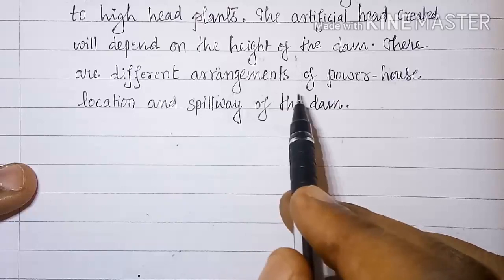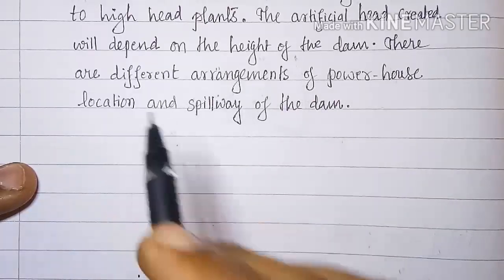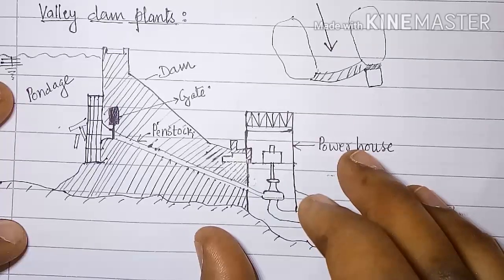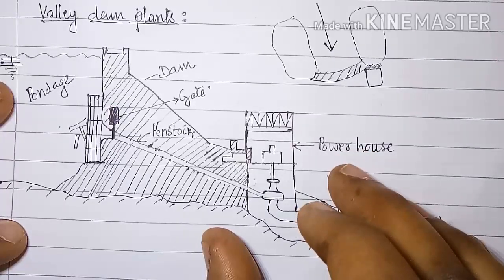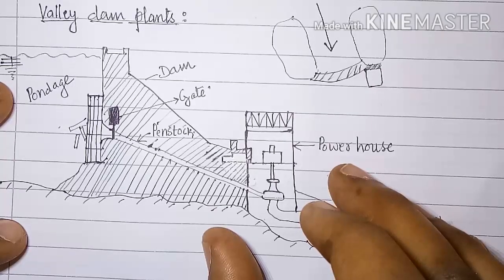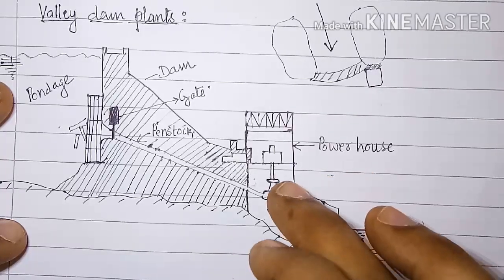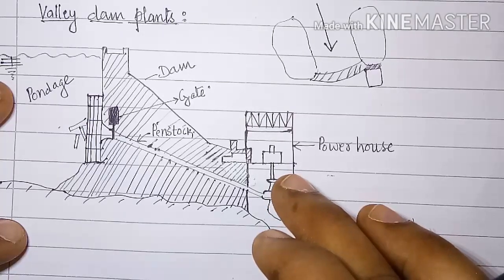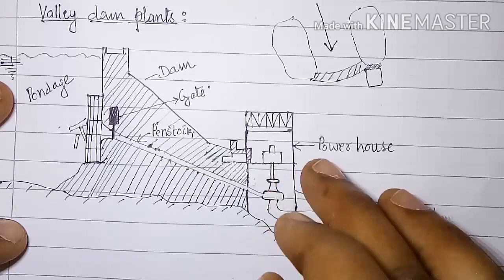There are different arrangements of powerhouse location. It means that by changing the location of the powerhouse, if it is possible to get a better head, then the powerhouse may be constructed at another location.